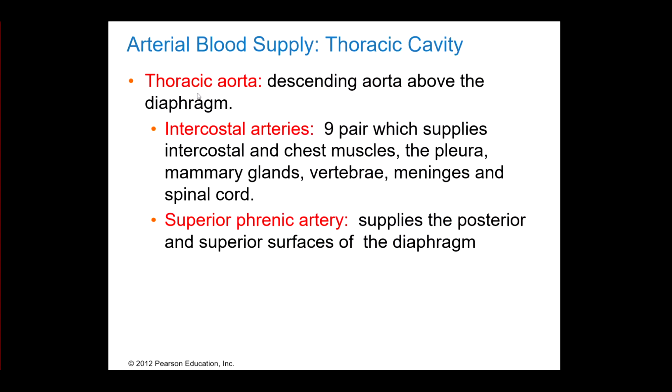The thoracic aorta does have some blood vessels, which we will see on our model, that are going to go more to the body wall structures, not so much to organs. The ones that you're going to see actually run between the ribs. These are known as the intercostal arteries. Inter means between, costal means the ribs. There's actually 9 pair of arteries that come off the thoracic aorta, and they basically supply the intercostal muscles, the chest muscles. These also go to the pleura, the breast tissue, the vertebrae, the meninges, and even the spinal cord.